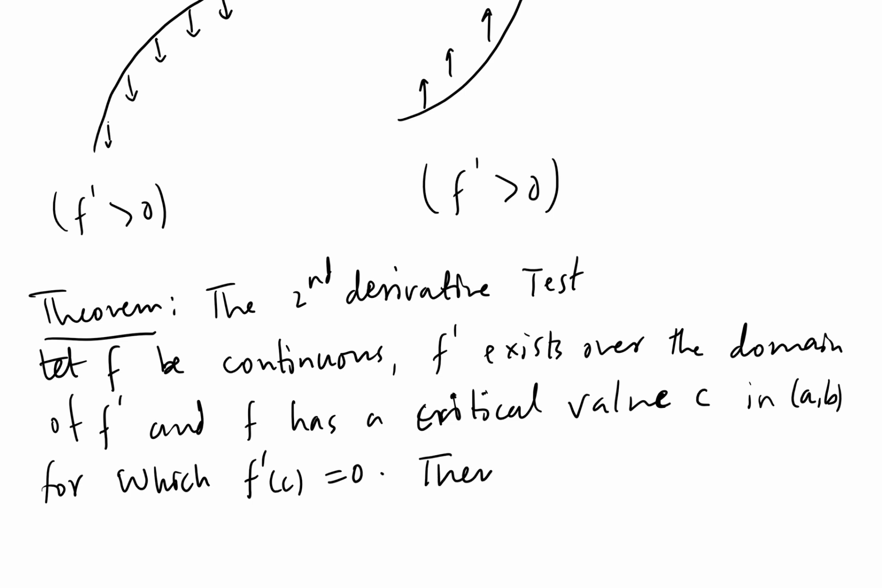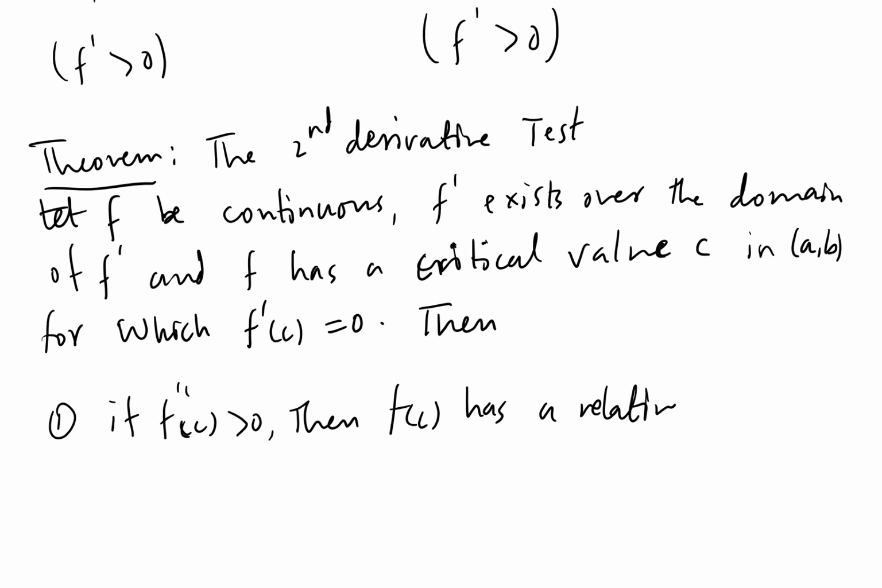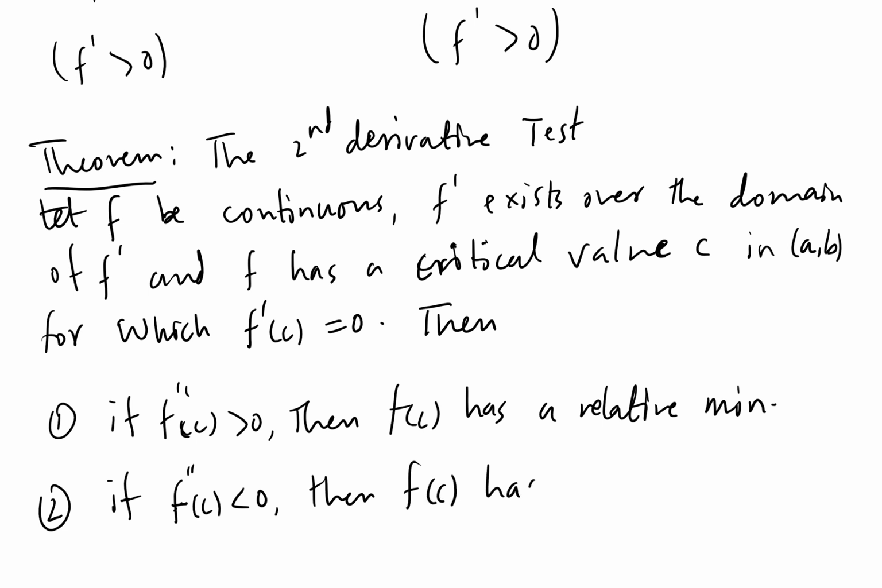Then this is what the test says. If the second derivative of c is bigger than 0, then f of c has a relative minimum. If the second derivative at c is less than 0, then f of c has a relative maximum.